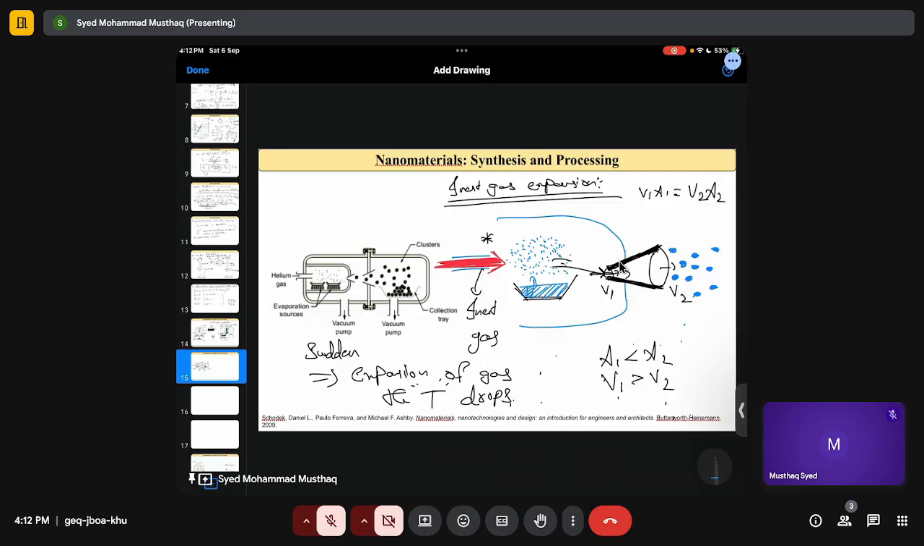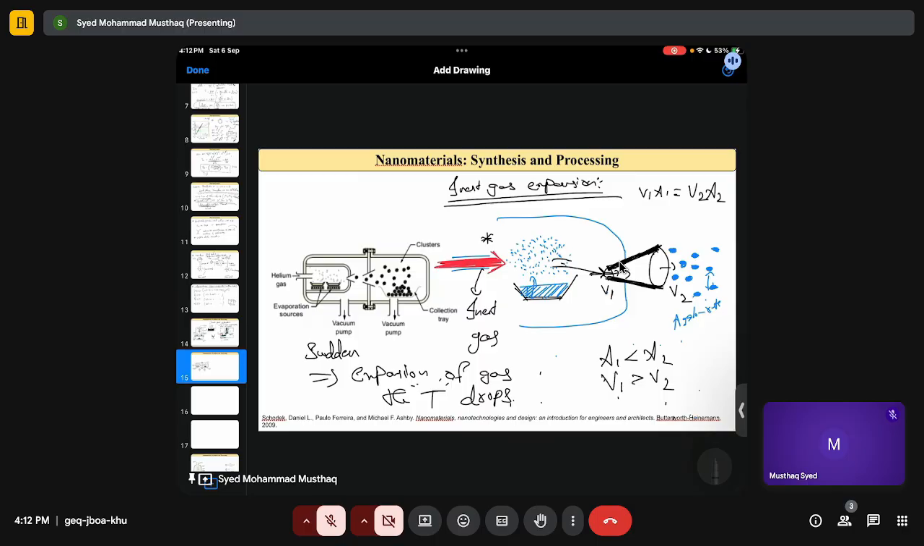Again, the same. These clusters can stick to each other and form agglomerates, which can be controlled by our parameters.